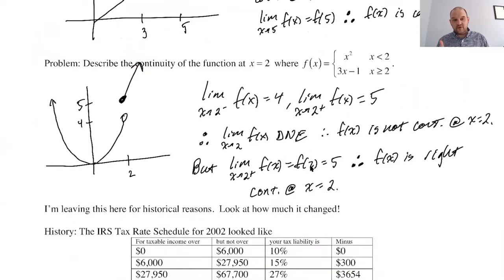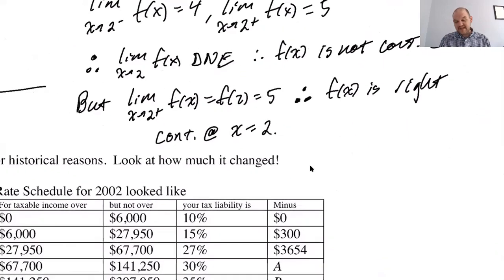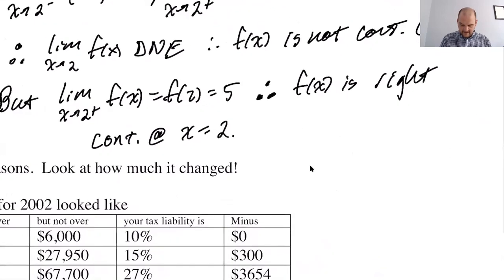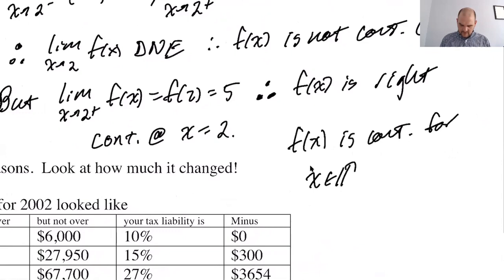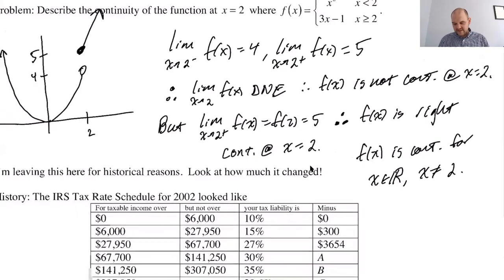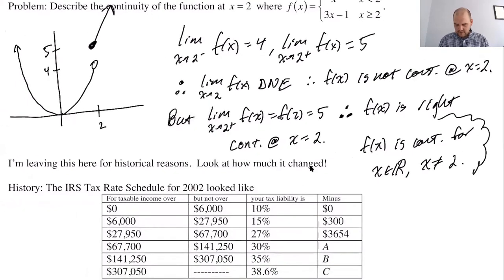The question, however, was describe the continuity. So, I mean, I kind of did. So I'm going to say f of x is continuous for x is an element of the reals, comma, x is not equal to 2. 2 is the only place where we have a problem. This is like the actual answer to the question, by the way. All the other stuff is just like getting there.